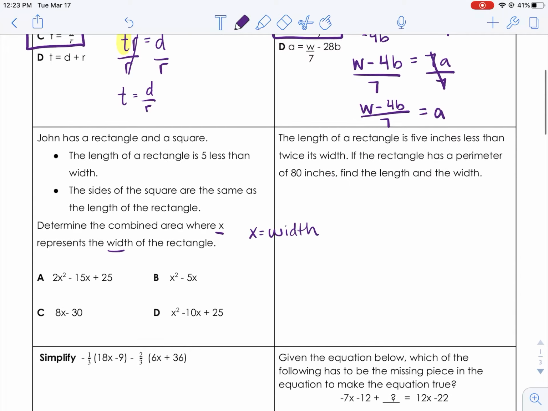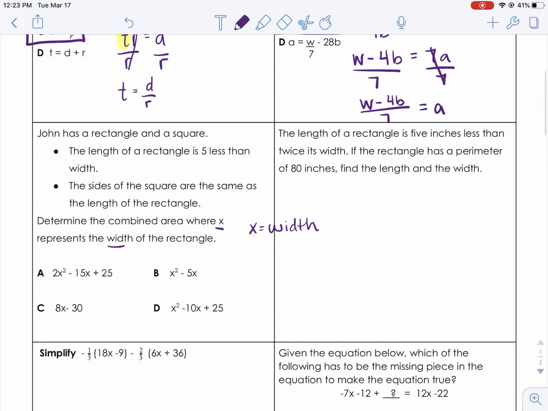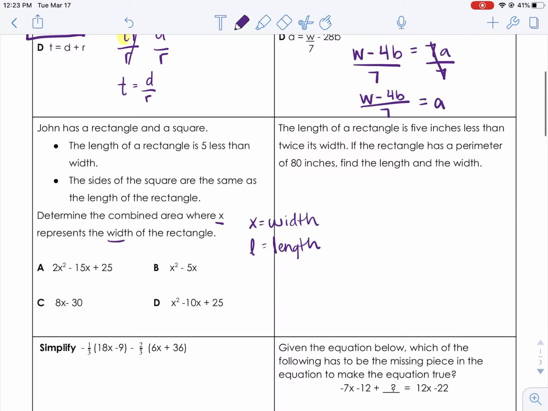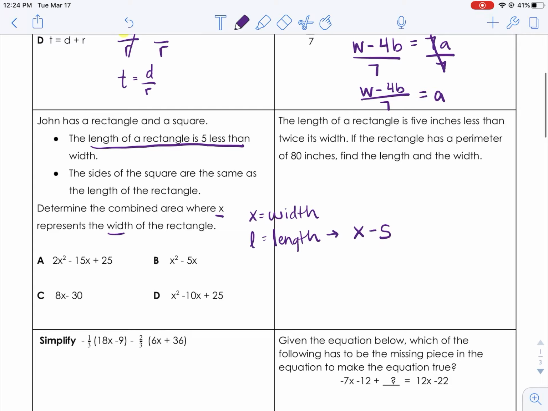And what do you want to use? Let's use L for our length. Okay, so our length, it already tells us, since the length of a rectangle is 5 less than the width, we're going to say our length is going to be x minus 5. Okay, and then our width, he already told us our width is just x. So we've got x and x minus 5.